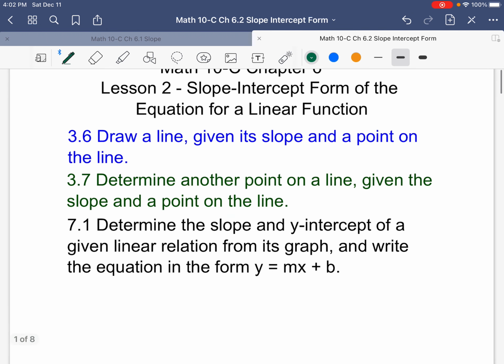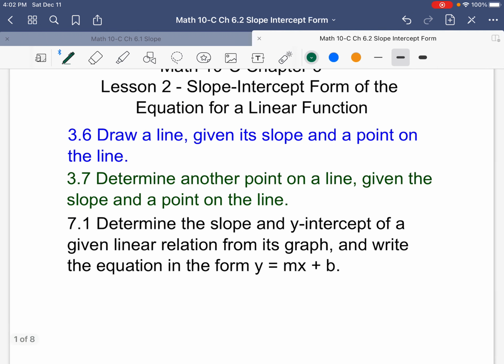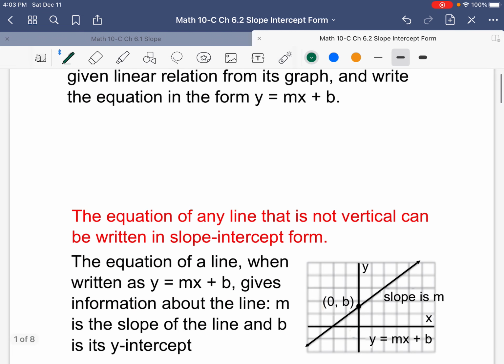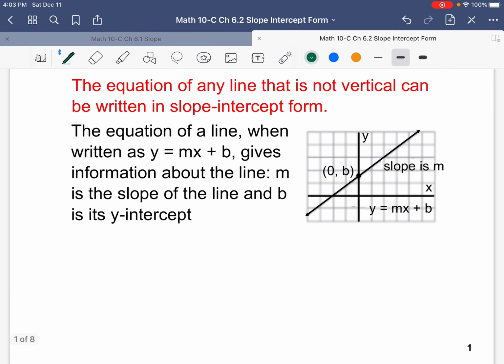Hello, ladies and gentlemen. Welcome to Math 10C, Chapter 6, Lesson 2, Slope Intercept Form of the Equation for a Linear Function. Today, we're going to draw a line given its slope and a point on the line. We're going to determine another point on the line given the slope and a point on the original line. And we're going to determine the slope and y-intercept of a given linear relation from its graph and write the equation in the form y equals mx plus b.